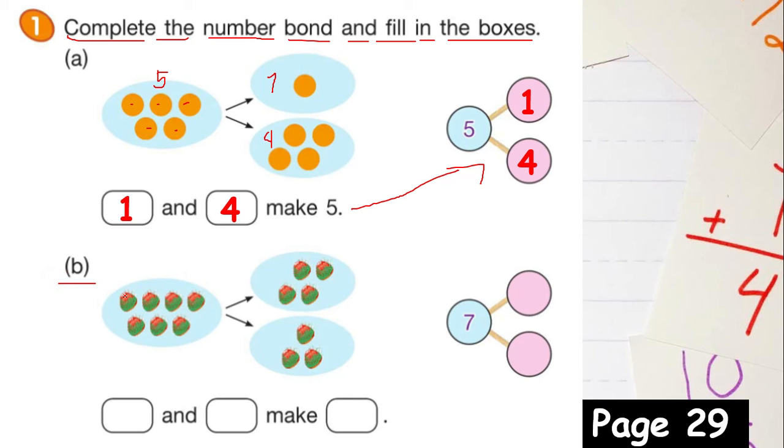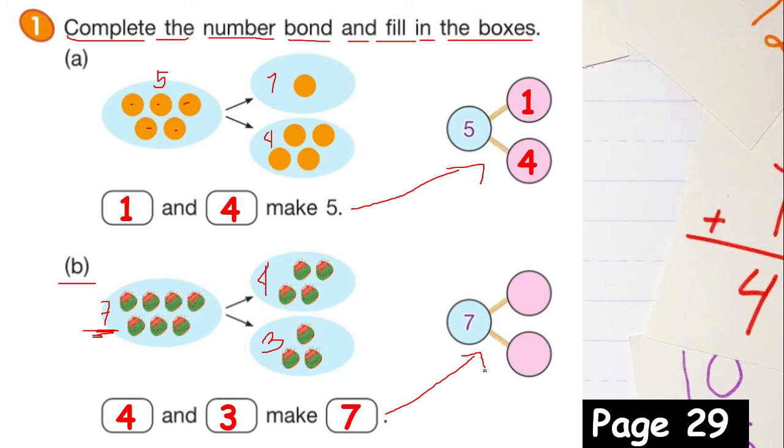Next, letter B. We have here 1, 2, 3, 4, 5, 6, 7. Okay, 7. You write there. And then in this first circle, we have here 1, 2, 3, 4. So we are going to write 4 in the first box. And then the next one, 1, 2, 3. We're going to write it in the next box. And then this one, you are going to write the whole number. Write 7 there.